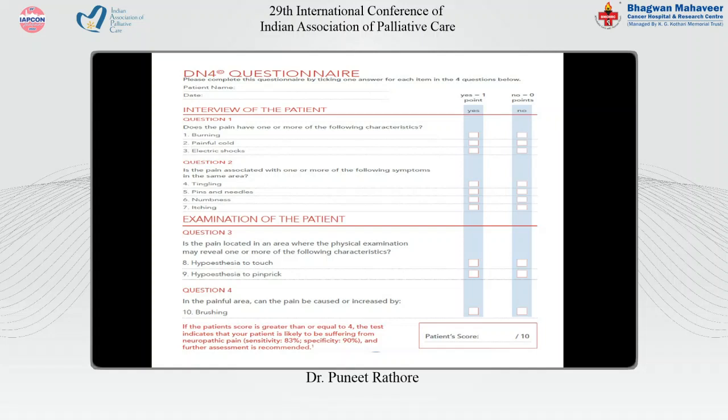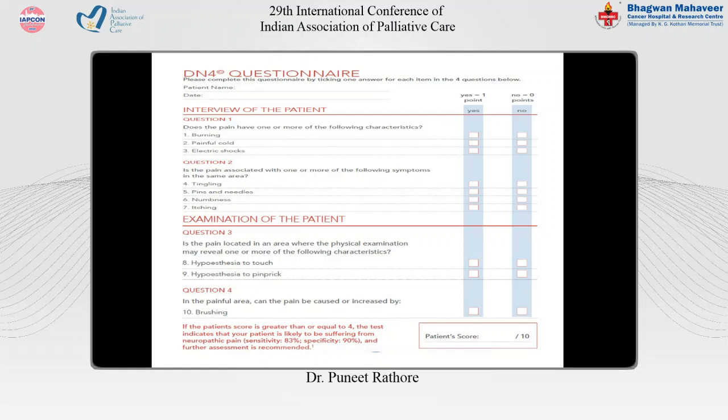If it is absent, we mark as 0. The third question: is the pain located in an area where the physical examination may reveal one or more of the following characteristics? That is, if there is hypoesthesia to touch. What is hypoesthesia? It is nothing but a decrease in normal sensation. So if there is hypoesthesia to touch, we mark as 1. If it is absent, we mark as 0.